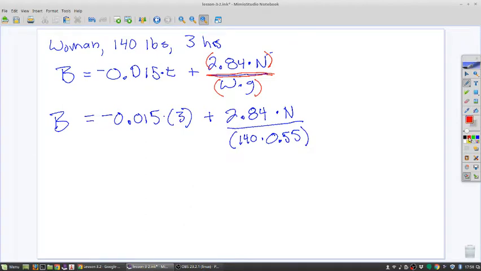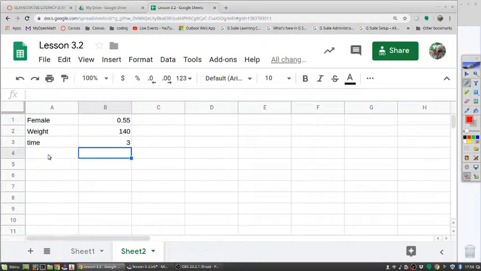Now, a kind of cool thing about the way fractions like this work, I can isolate these numbers right here and make that calculation, then just multiply it by n. So let's do that on the spreadsheet. On the spreadsheet, I want to know what happens if I take that 2.84 number and divide it by parentheses 140 times 0.55.